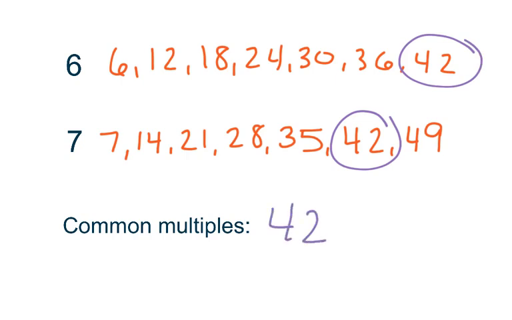Now, how do I get to 42? 6 times what gives me 42? Well, 6 times 7 gives me 42. And then 7 times what gives me 42? 7 times 6. So we see that 42 has a factor of both 6 and 7, and when we list our multiples, we see that 42 is something that they have in common. It's obviously something that they have in common because 42 also has common factors of 6 and 7. Okay, so our common multiple is 42.